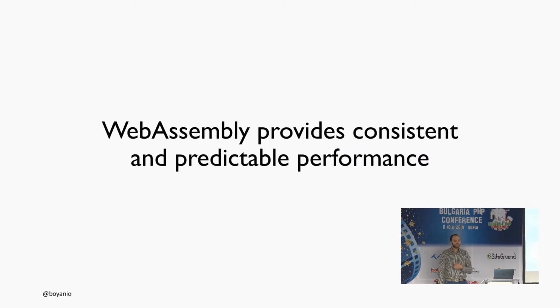WebAssembly provides consistent, predictable performance. Why is that? JavaScript virtual machines are created by different vendors. Each browser vendor has its own virtual machine, and they use different tricks and heuristics to optimize your JavaScript code, which makes it a bit difficult for us as developers to predict how our applications would perform under different browsers and different operating systems. With WebAssembly, we get this a bit more easily because we can argue about the performance on different browsers. How does this look?